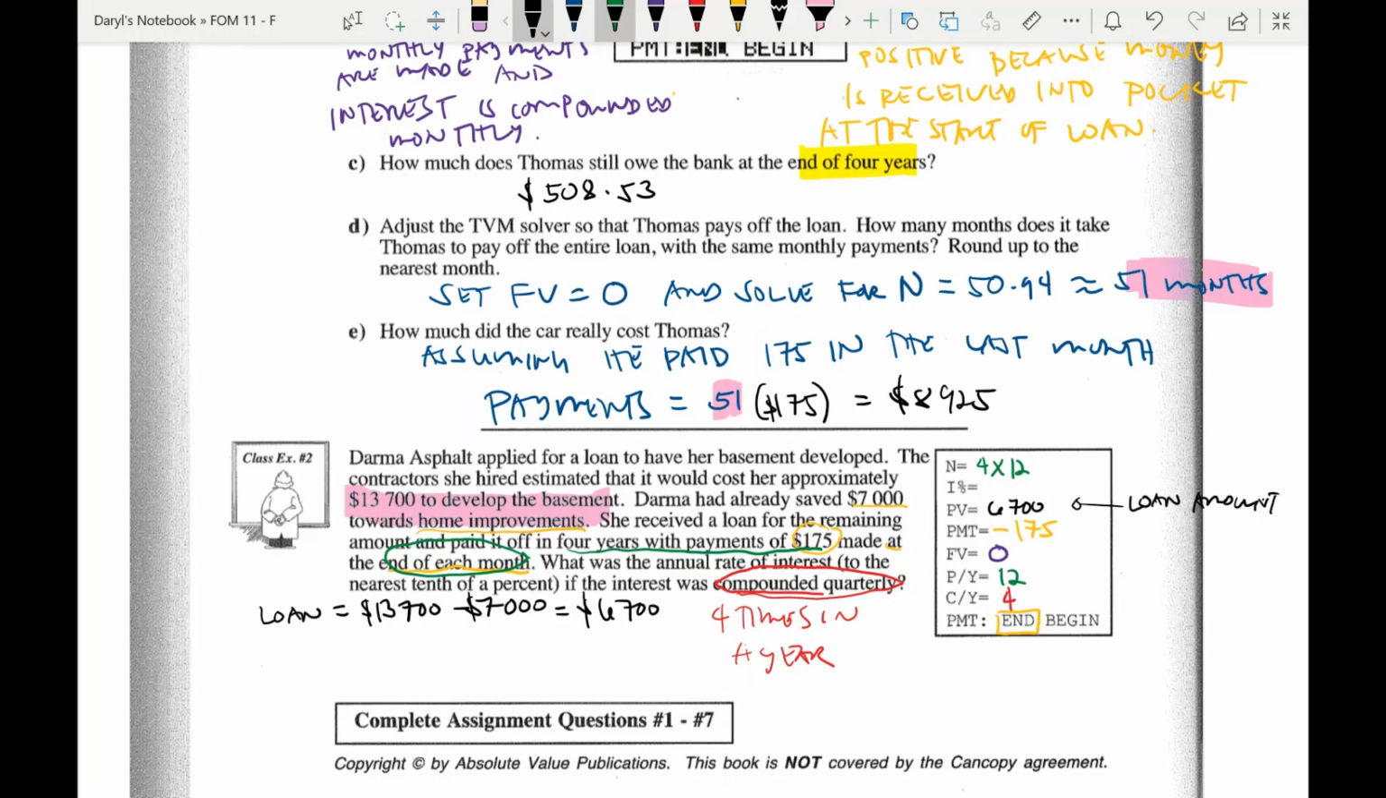Now with this, we can solve for the interest. If you solve for the interest, that would be 11.6739. However, you need to round it off to the nearest tenth of a percent. So you're going to round it off up to here, and that would be 11.7%.